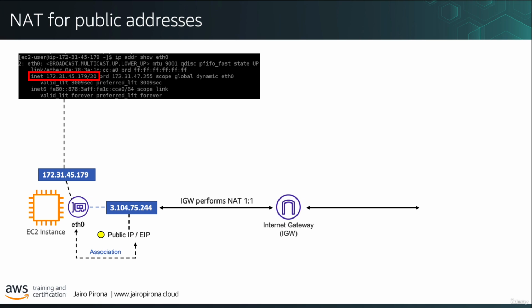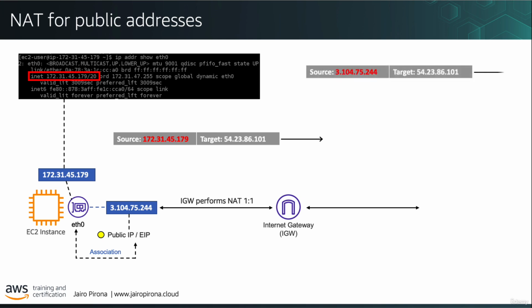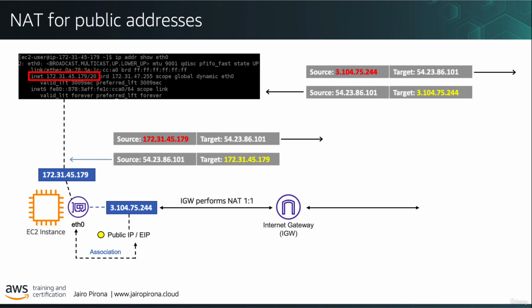It performs one-to-one NAT. What that means is that when a packet leaves your instance, it has a private IP address as a source to any destination address on the Internet. In other words, the Internet Gateway will change the source address to be the public or elastic IP address. And then when the return traffic comes back, it goes to the public IP address, and the Internet Gateway will translate it to the private IP address.